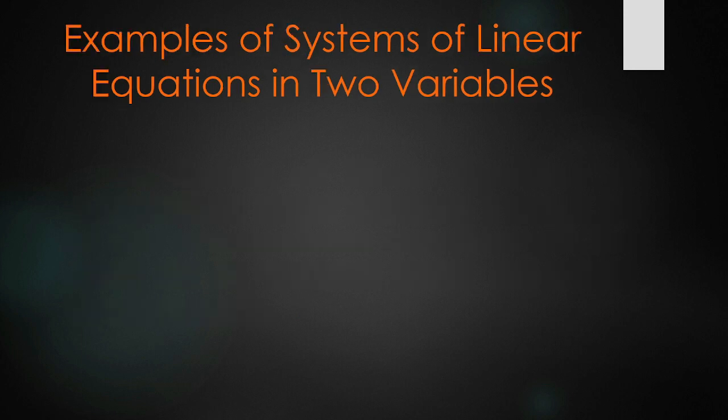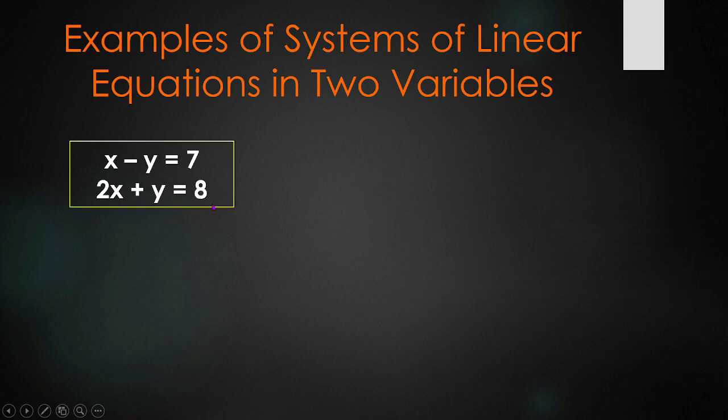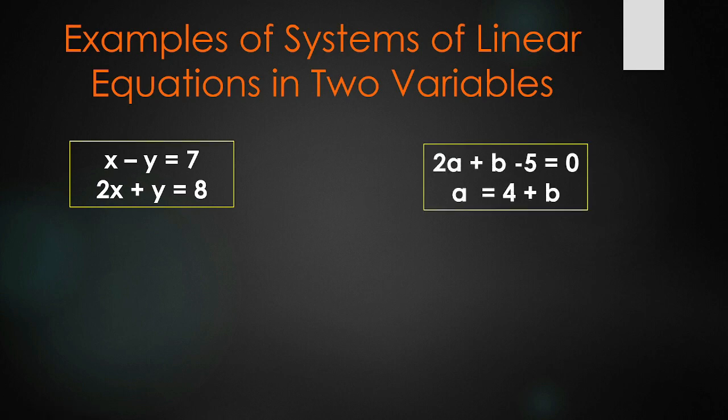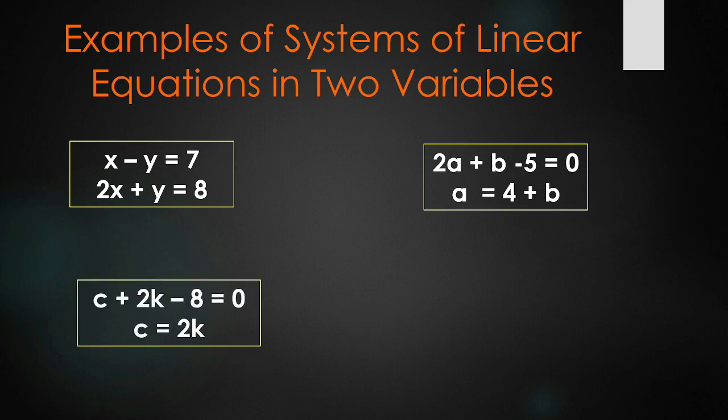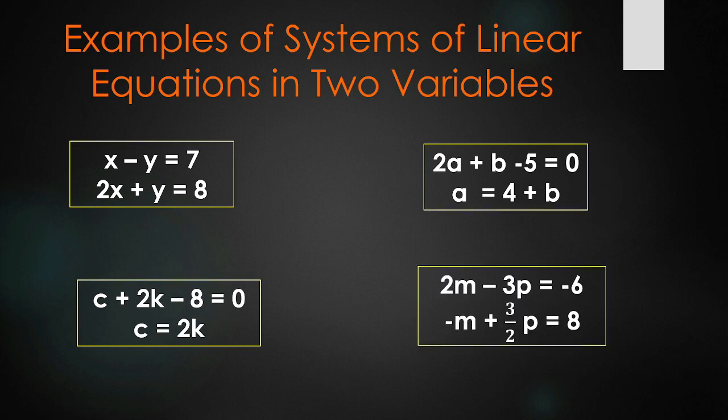Here are some examples of systems of linear equations in two variables. x minus y equals 7, 2x plus y equals 8. Another example, 2a plus b minus 5 equals 0, a equals 4 plus b. Another, c plus 2k minus 8 equals 0, c equals 2k. Let's have another. 2m minus 3p equals negative 6, negative m plus 3 halves p equals 8.